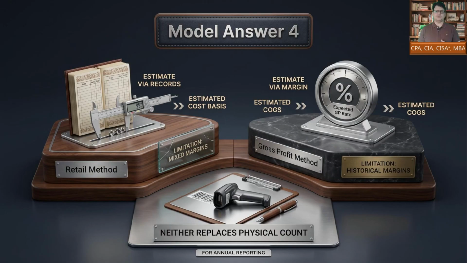The gross profit method uses an expected gross profit rate to estimate COGS as a percentage of sales, then calculates ending inventory as goods available minus estimated COGS. It is useful for interim reporting, insurance claims, or analytical review, but it is not acceptable for annual financial reporting or tax inventory. Retail method is record based, gross profit method is margin based. Neither replaces an annual physical count.